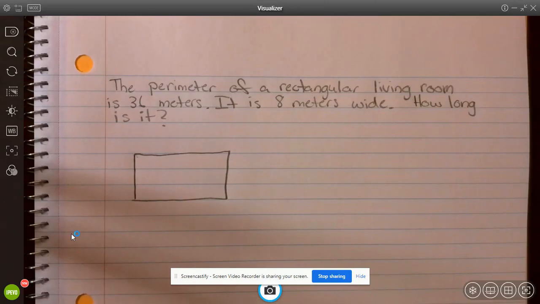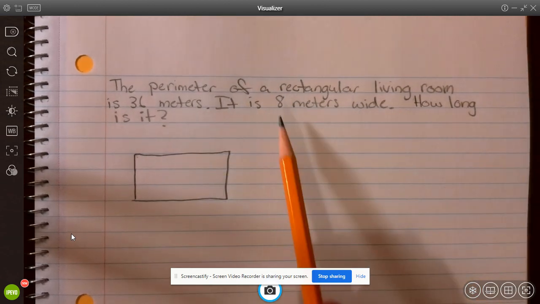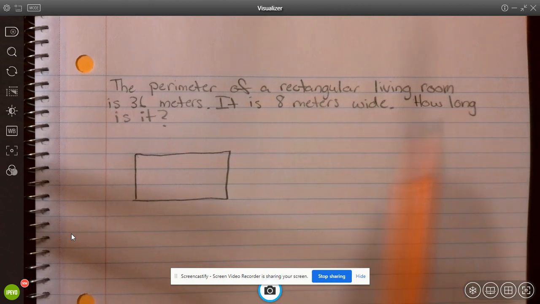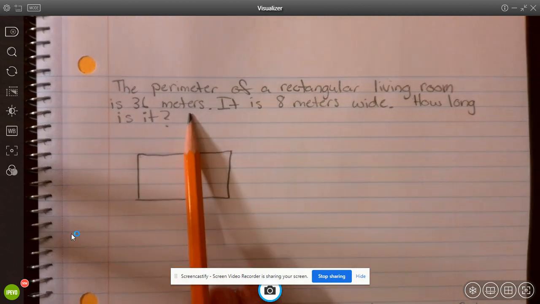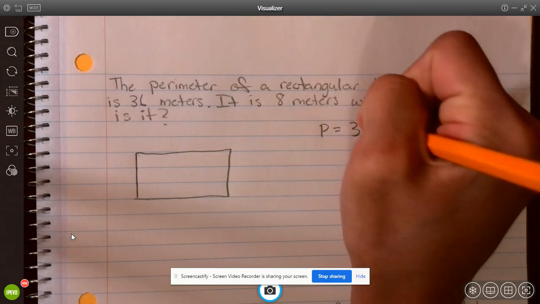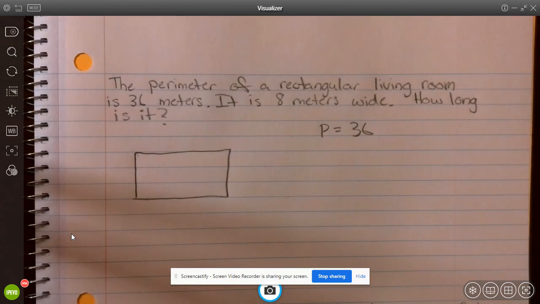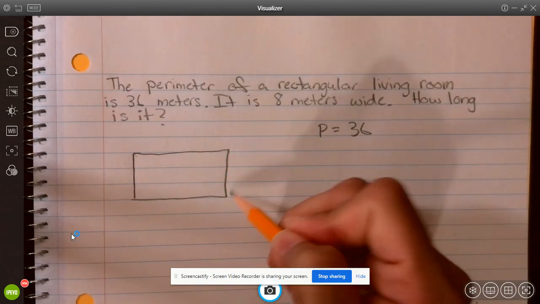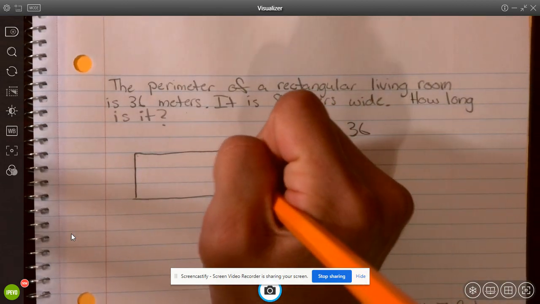Today we are going to do word problems with the perimeter and the area. Let's do this example together. The perimeter of a rectangular living room is 36 meters. So the perimeter equals 36 meters. It is 8 meters wide. So the width is 8 meters.